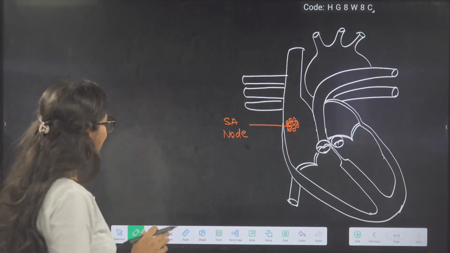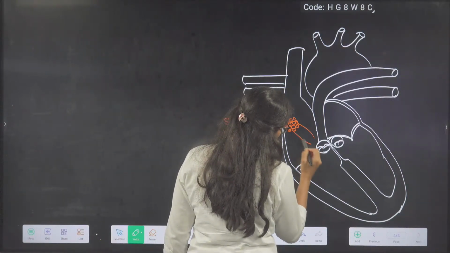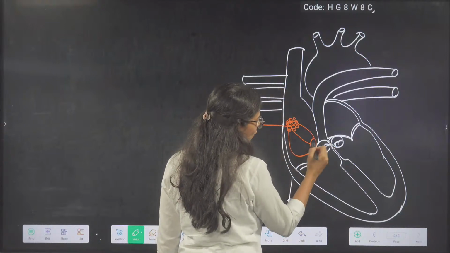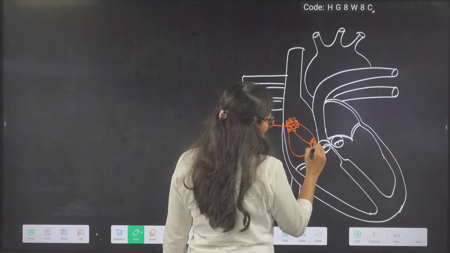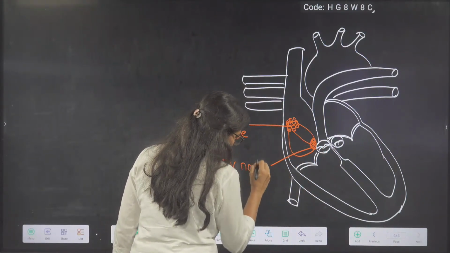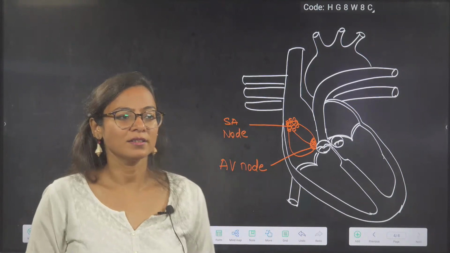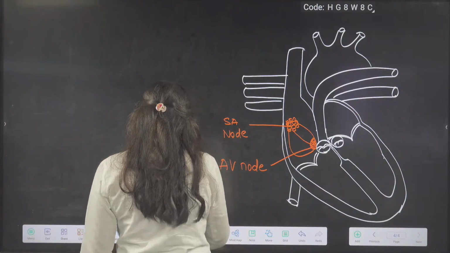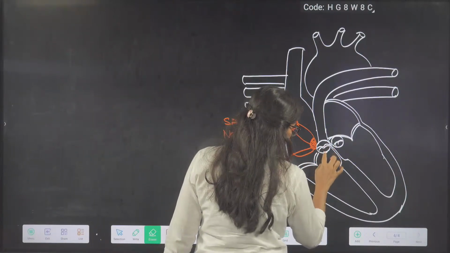Then these muscle cells are leading to a path like this. Few more muscle cells, of course, through all the muscle cells only. So here also there is a patch of muscle cell which is called AV node, that is atrioventricular node. Then let me erase this because this is not required.